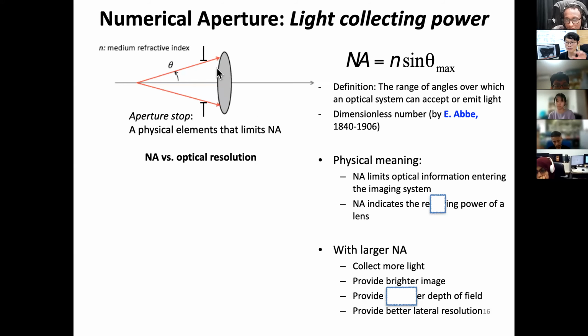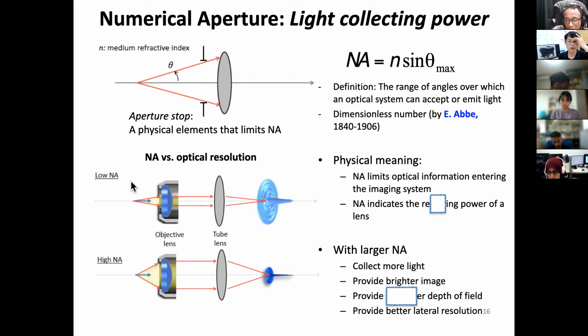Because NA is limiting optical information. What about the other scattered light? You're losing it, but this one you are collecting. So that's the optical information entering your optical imaging system, and this will tell you the resolving power of a lens. So it determines the resolution. Let me show you here. If you have a point source, and high NA, the point becomes more sharp, so having higher resolution. So that's resolving power. That's why NA is such an important concept, actually the most important concept.